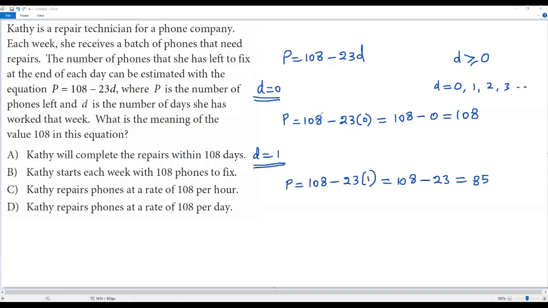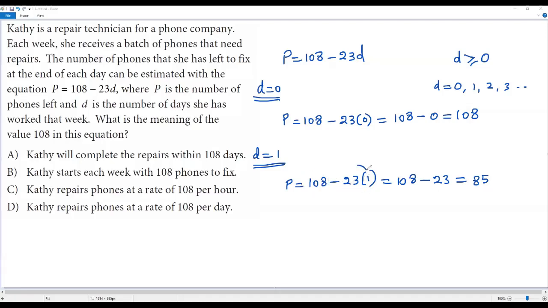Okay, so when D is equal to 0, that is before she started working, the number of phones will be 108 because we get P = 108. P stands for the number of phones. So D equals 0 means before she started working in a particular week, the number of phones left is 108. If she worked for 1 day, that is D equal to 1, the number of phones left is 85. This 23 has been decreased from 108.